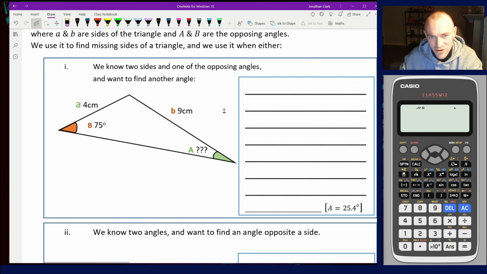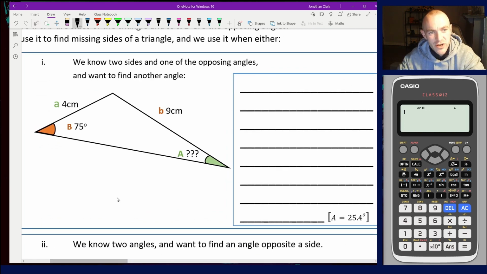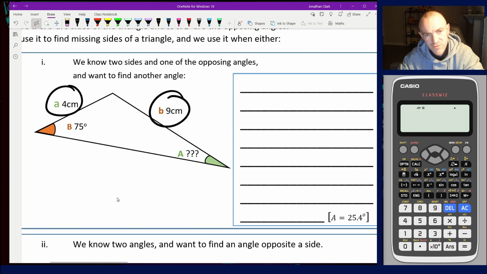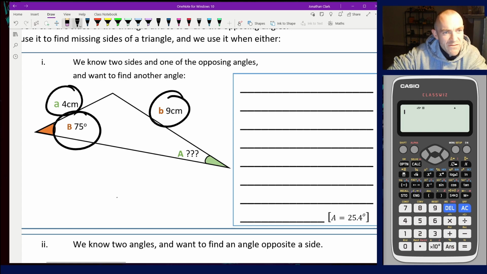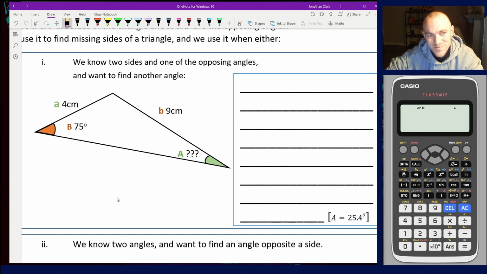So let's have a look at an example here. We are going to try and find an angle in this triangle. We know two sides, a 4 centimeter and a 9 centimeter side. We also know an angle here is 75 degrees, and we're going to try and calculate this missing angle down here. If you want to work ahead and have a go, feel free. The answers for all of these are in your booklets. And whenever you're ready, just speed through the video and I'll run through the answer.